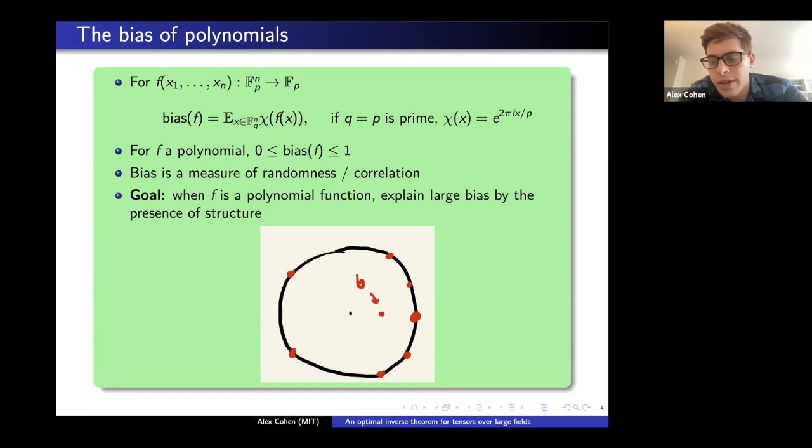The goal here is to explain any large bias in a polynomial function by the presence of structure. This fits into a larger theme of explaining large bias in any function by the presence of structure. But for this talk, we're just thinking about the special case where f itself is a polynomial function with some fixed degree.